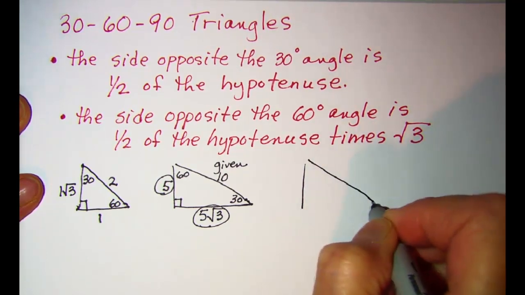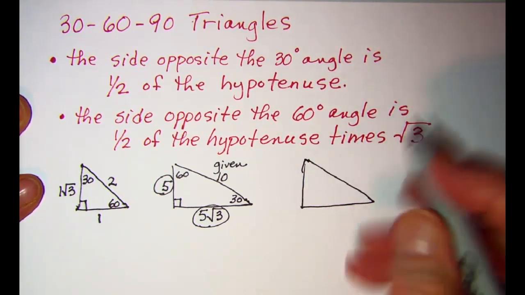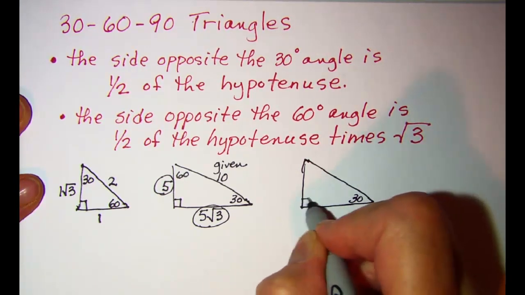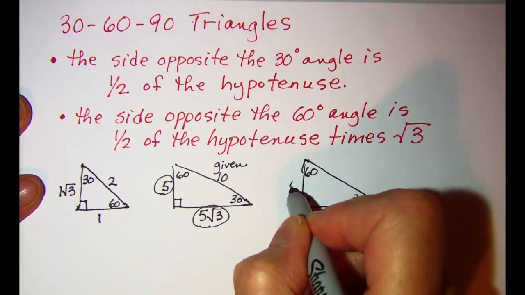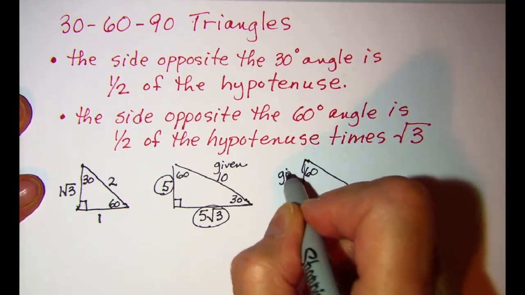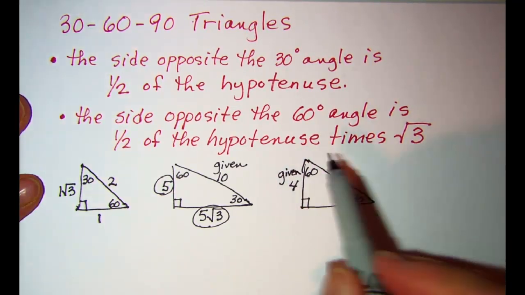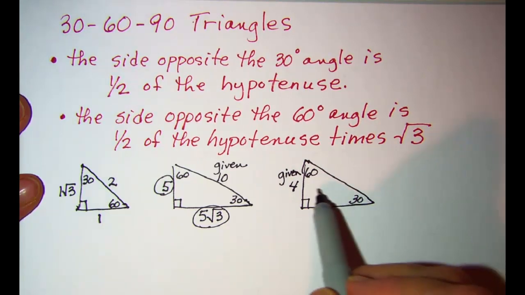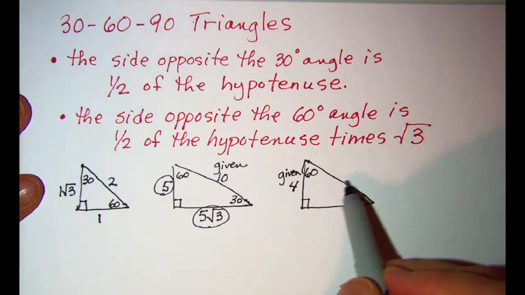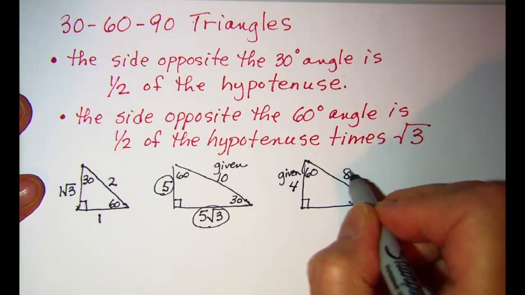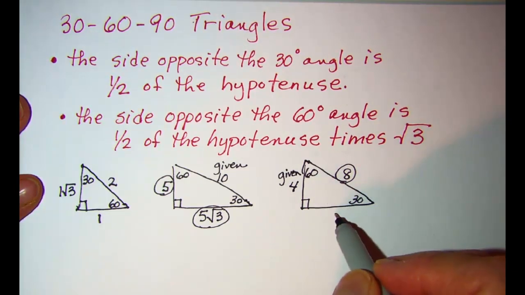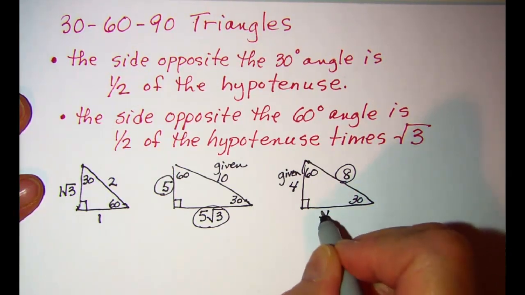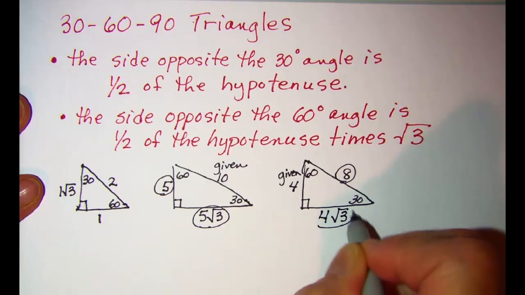Try another one. Let's say I'm given that the side opposite the 30 is 4. Well, the side opposite the 30 is always half the hypotenuse, so that means our hypotenuse has to be 8. And then the side opposite the 60 is half the hypotenuse times the square root of 3, so we will have 4 square root of 3 on this side.